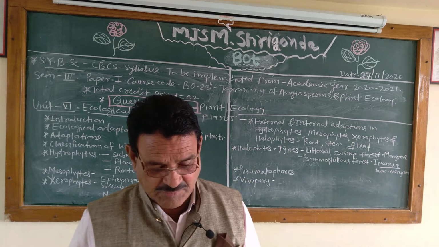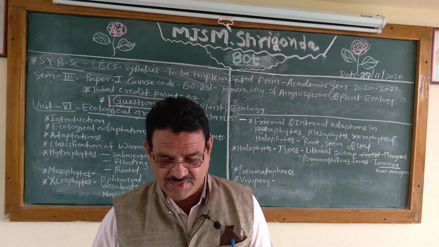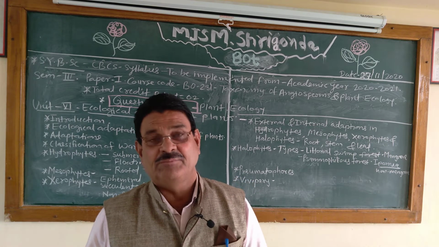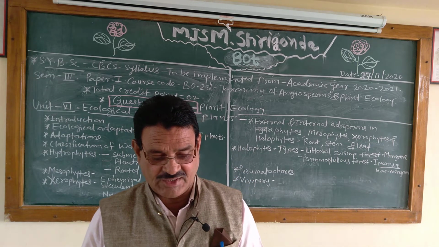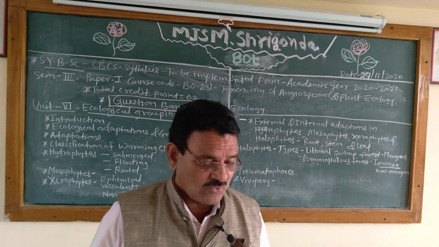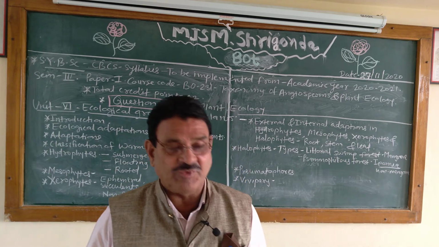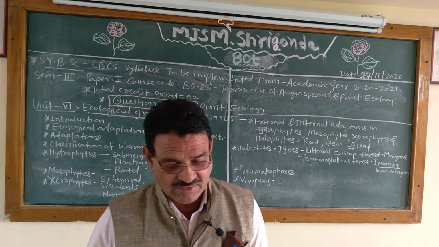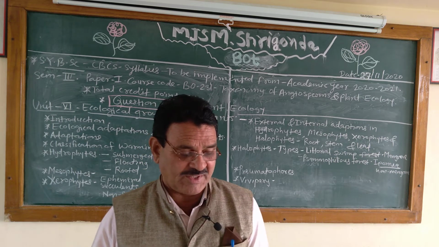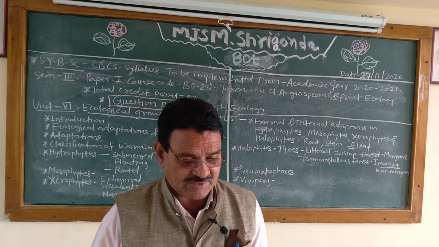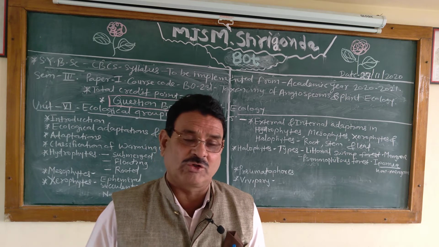Free floating hydrophytes examples: Eichhornia, Trapa, Utricularia, Pistia, Lemna, Azolla. These are free floating hydrophytes. Rooted hydrophytes examples: Nelumbo, Marsilea, Nymphaea. These are examples of rooted hydrophytes. Submerged hydrophytes examples: Hydrilla, Vallisneria, Potamogeton.